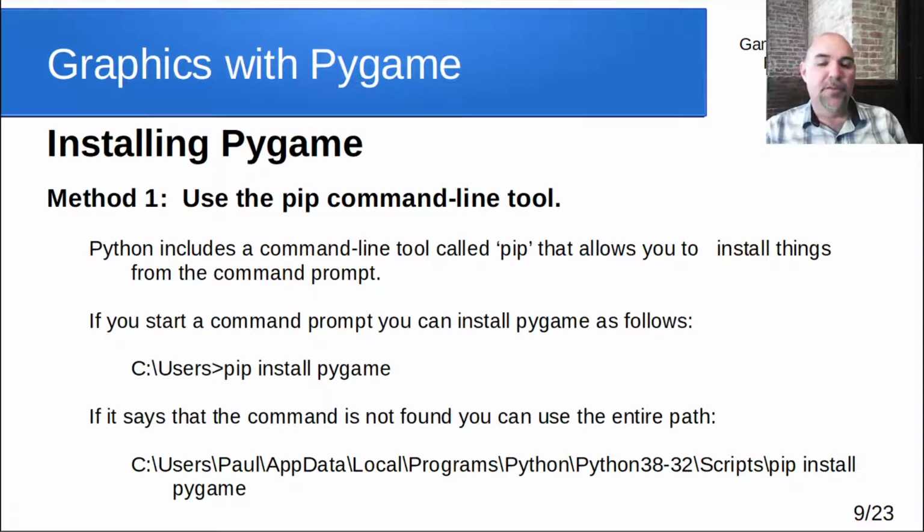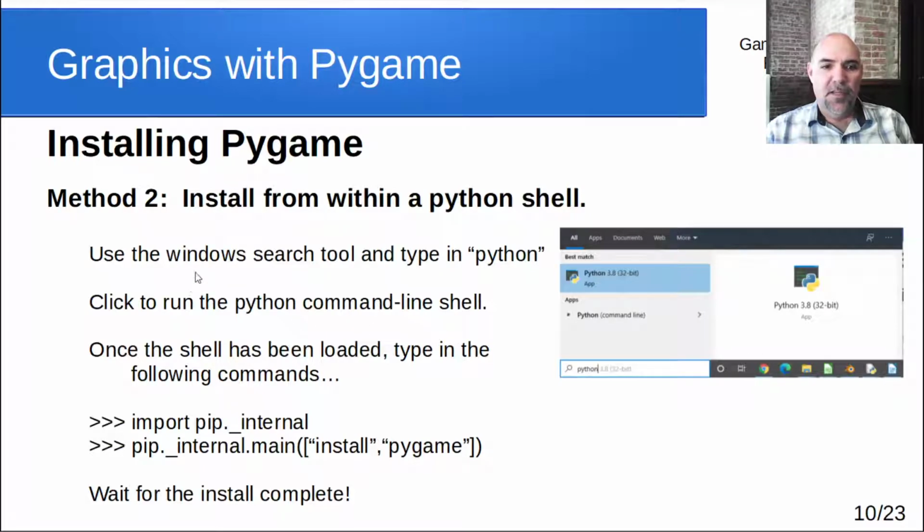Now, there's another way to do this as well, and I want to just quickly point this out, and that is you can actually use pip from right inside of Python itself. There's a pip module, and you can import that, and then you can tell it to install Pygame there. So in other words, you would click to run the Python command line shell, and I'm going to do this here in just a second and show you. And then once the shell has been loaded, type in the following command.